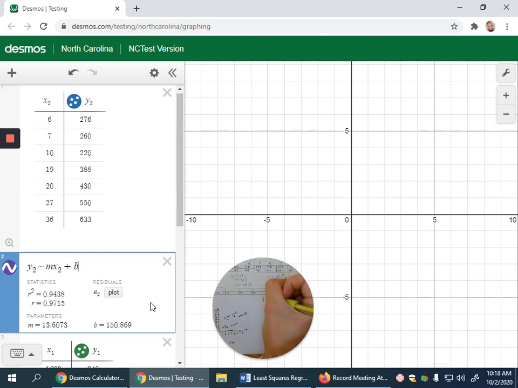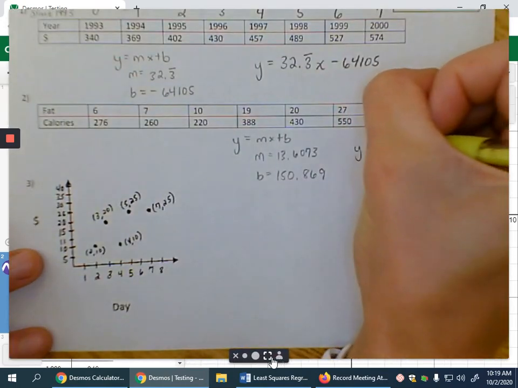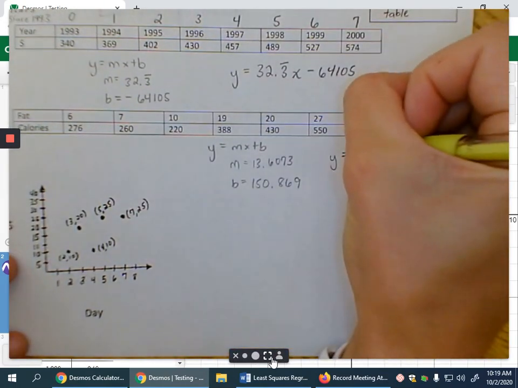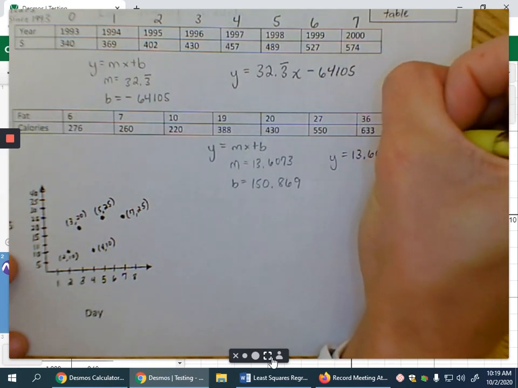So I end up getting y equals 13.6073x plus 150.869. So if I kind of think about slope, this is kind of how they relate in terms of slope. So because it's positive, that means as the fat that's in the food increases, I've noticed that the calories also increase. So that's some things that you can kind of start looking at in that equation.